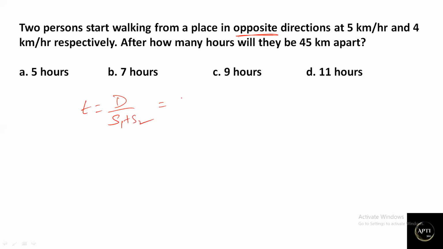Opposite direction means relative speed is S1 plus S2. So what will be the distance here? 45 is the distance given and the speeds are 5 plus 4. So what is 45 divided by 9? 9 fives are 45, right? So the answer is 5 hours. So option A is correct. I hope you all are clear with this relative speed concept, where opposite direction indicates S1 plus S2, and same direction indicates S1 minus S2. Let's move on to the next question.